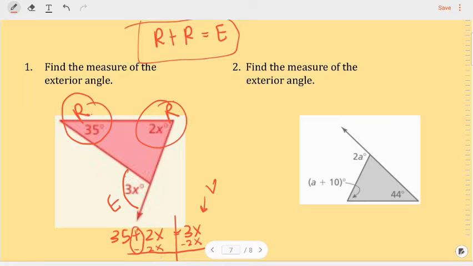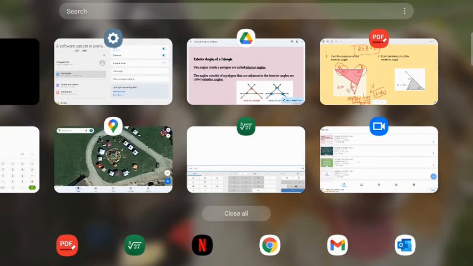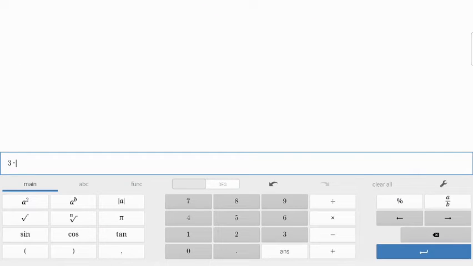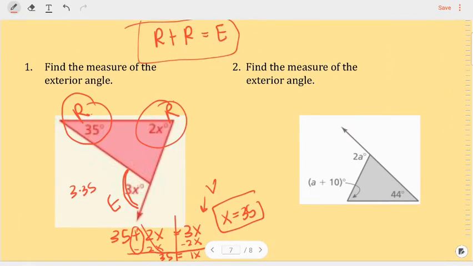We're going to total everything up, and I'm going to bring down 35 is equal to 1x. So 1x is the same as just x. So my final answer is x is equal to 35. Now, if it asks me to find the exterior angle, remember my answer is not just 35 degrees. It's 3 times x, so it's 3 times that 35 degrees. If I go to my handy dandy calculator, 3 times 35 degrees, my exterior angle is 105 degrees. And I'm done.